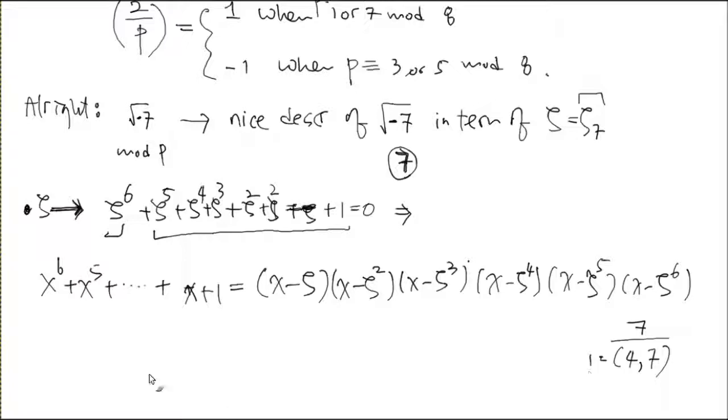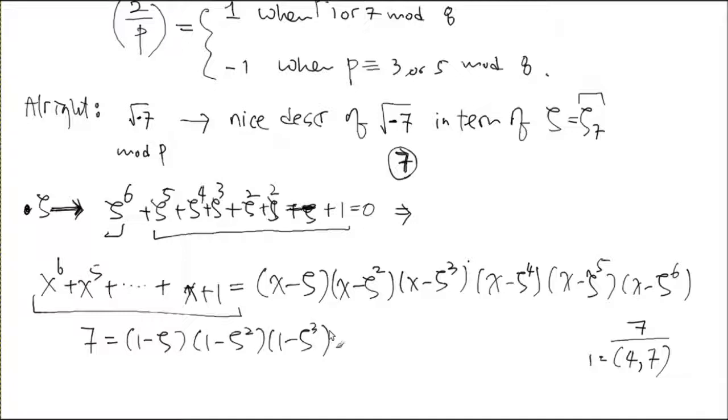What was the next goal? You plug in x equals 1, and what do you get on the left-hand side? 7, right? That's the magic in here. 7, right there. You plug in a 1. 1 minus zeta, 1 minus zeta squared, 1 minus z to the 3rd, 1 minus z to the 4th, 1 minus z to the 5th, 1 minus z to the 6th, right?